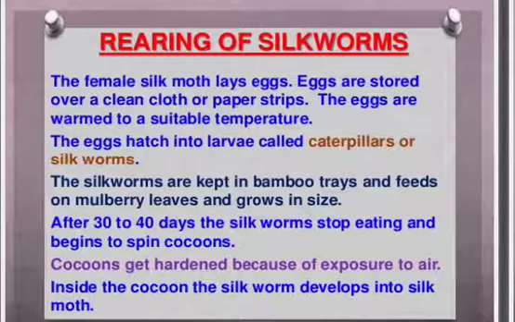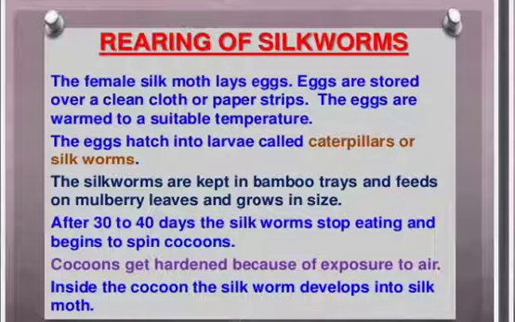Rearing of silkworms. The female silk moth lays eggs. Eggs are stored over a clean cloth or paper strips. The eggs are warmed to a suitable temperature. The eggs hatch into larvae called caterpillars or silkworms. The silkworms are kept in a bamboo tray, feed on mulberry leaves and grow in size.